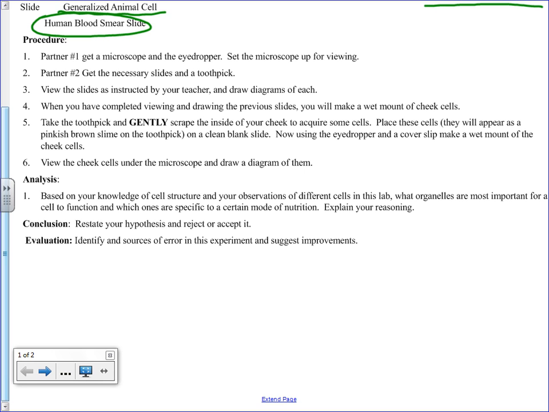So obviously, between plant and animal cells, there are some differences, and that's part of this, but there's also a lot of similarities, and that needs to be the bulk of what you discuss here. It's going to be a short paragraph type of answer. What you need to focus on are what things did you see in the plant cell, the cheek cell, and the animal cell? What things were the same?